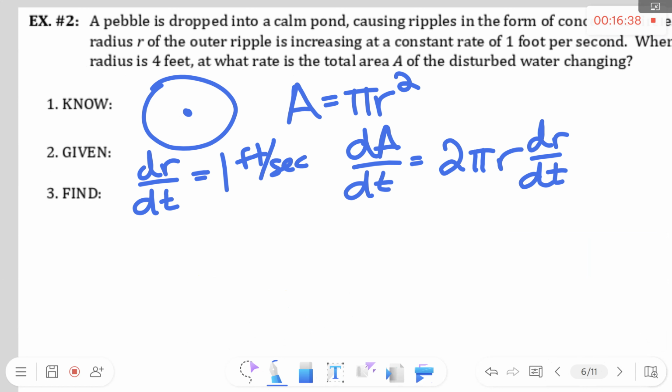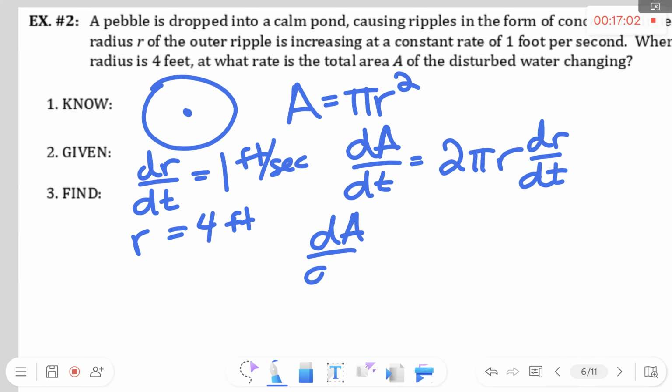Legitimately, that first page of the notes was the hard stuff. The rest of it, once you've got your derivative, is all plug and chug. What else are we given? When the radius is 4 feet. So we've got our derivative with respect to time. Let's just evaluate it.